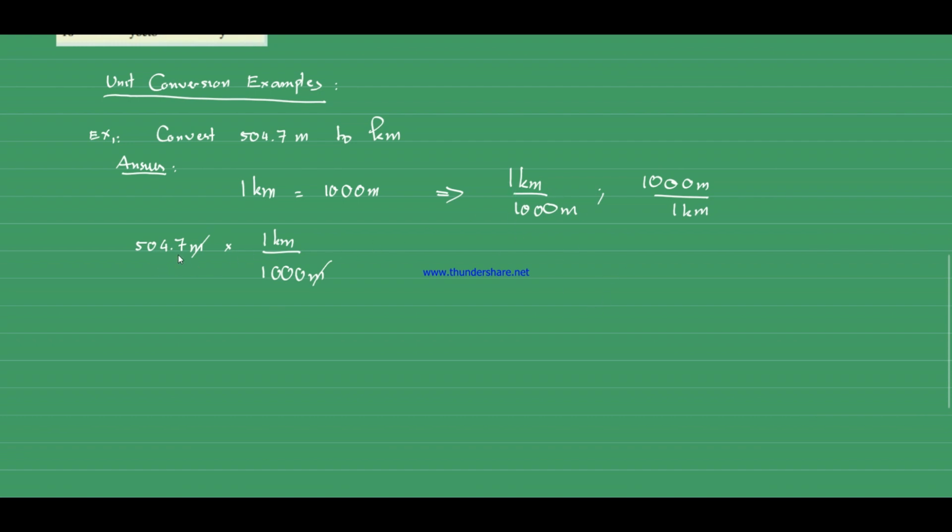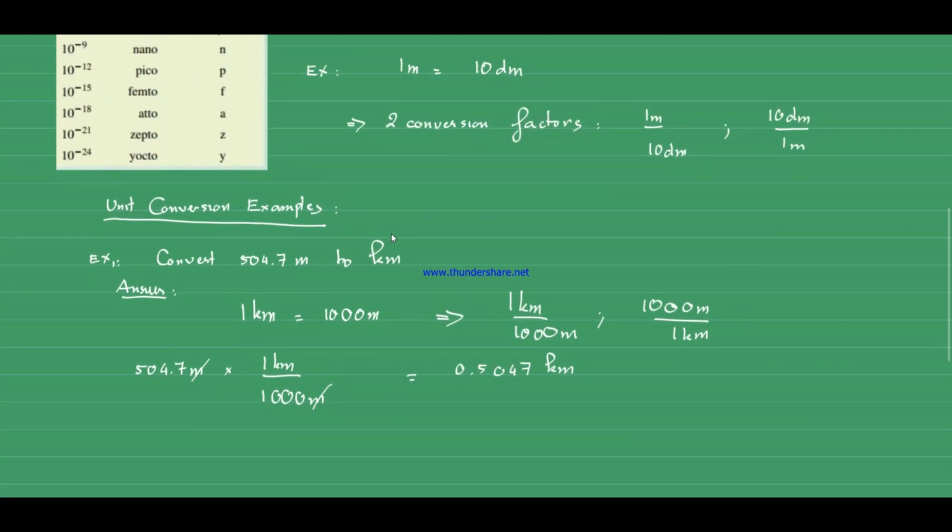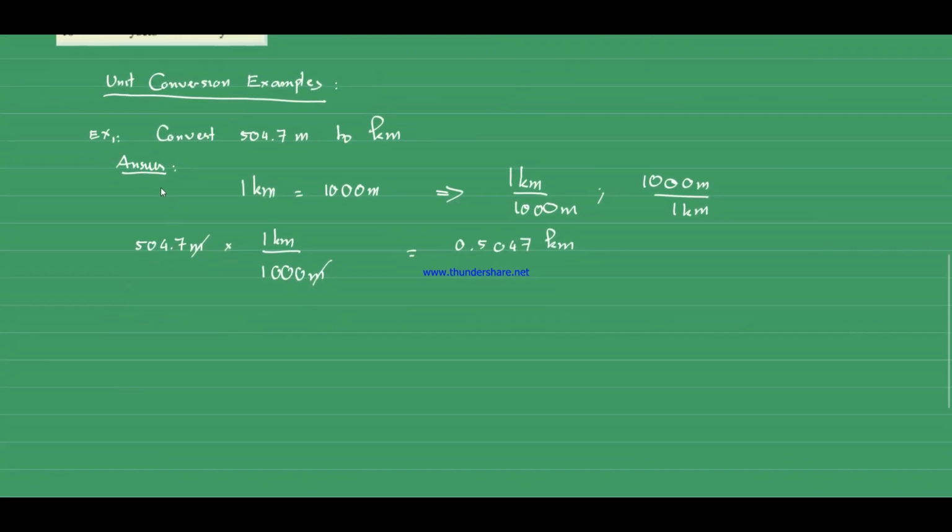So from here we have 504.7, and you divide it by 1,000, which gives you 0.5047 kilometer. There you go. So that is how you convert units using conversion factor. Or you can look at the table. So we can use the table.